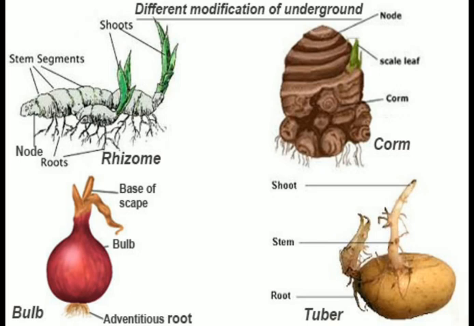Then is the bulb. The example is the onion, where these are the leaves and these are the roots of this onion, and here the stem is modified to a very small hypocotyledonary, deliquescent stem in between these roots and the leaves in between. Then is the tuber, and the example is the potato.